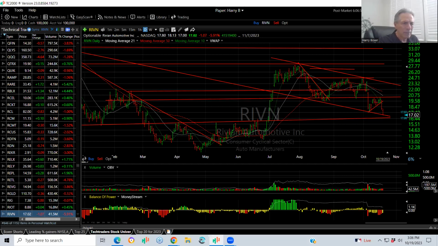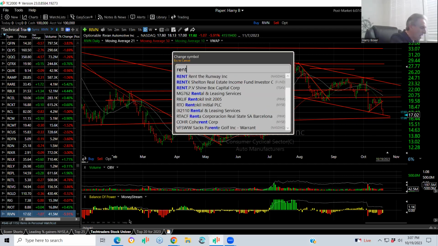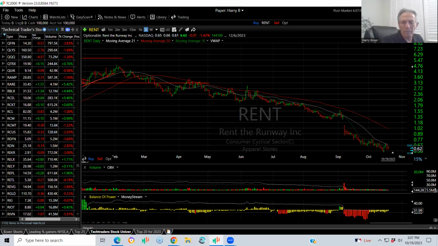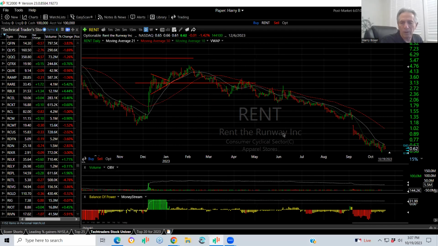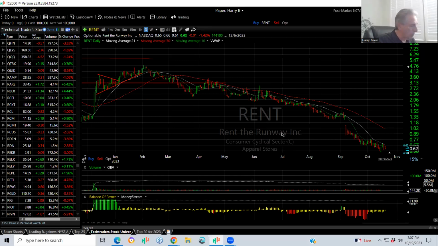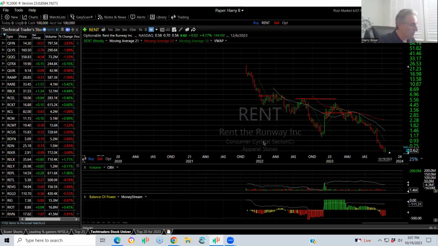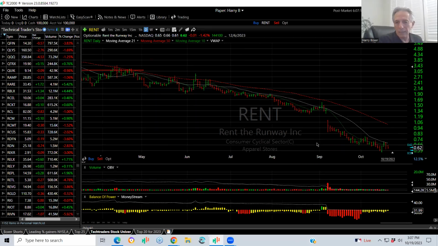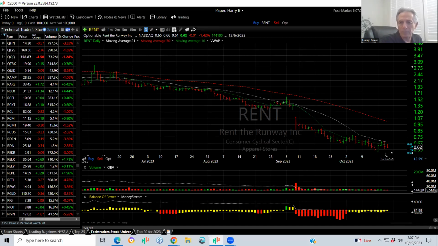And finally, RENT. This is a very negative chart that I wouldn't touch with a 10-foot pole, and for several reasons. First of all, any stock that goes from 5 down to 50 cents and loses 90% of the money is probably near a long all-time low. Yeah, it is. Here's the bottom line. This could be going out of business. They could go bankrupt. The stock could go to 10 cents.